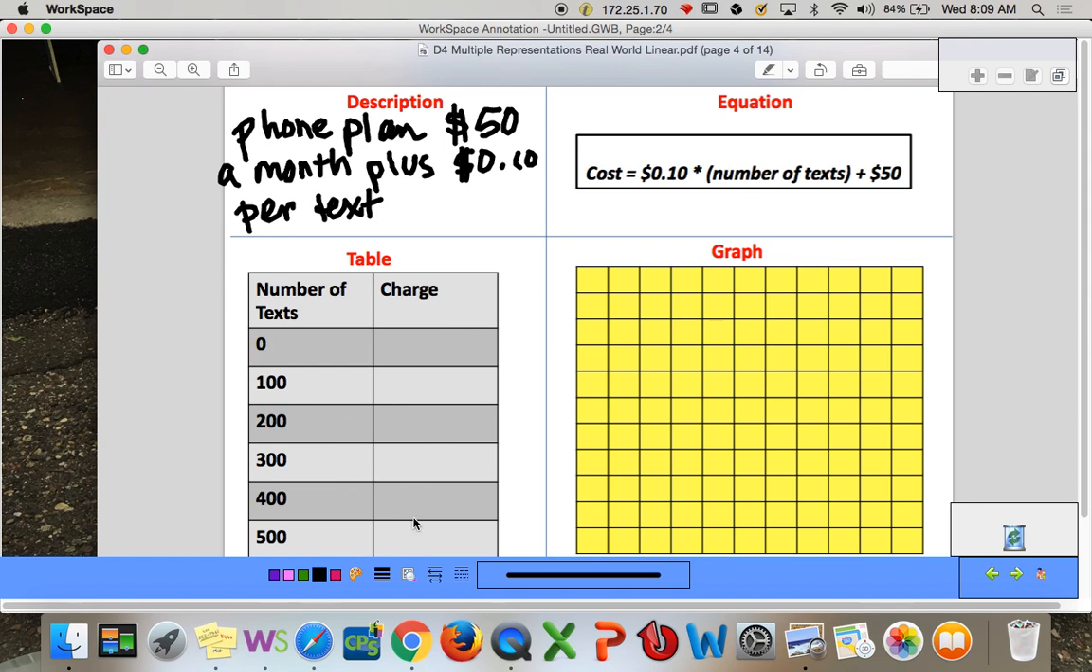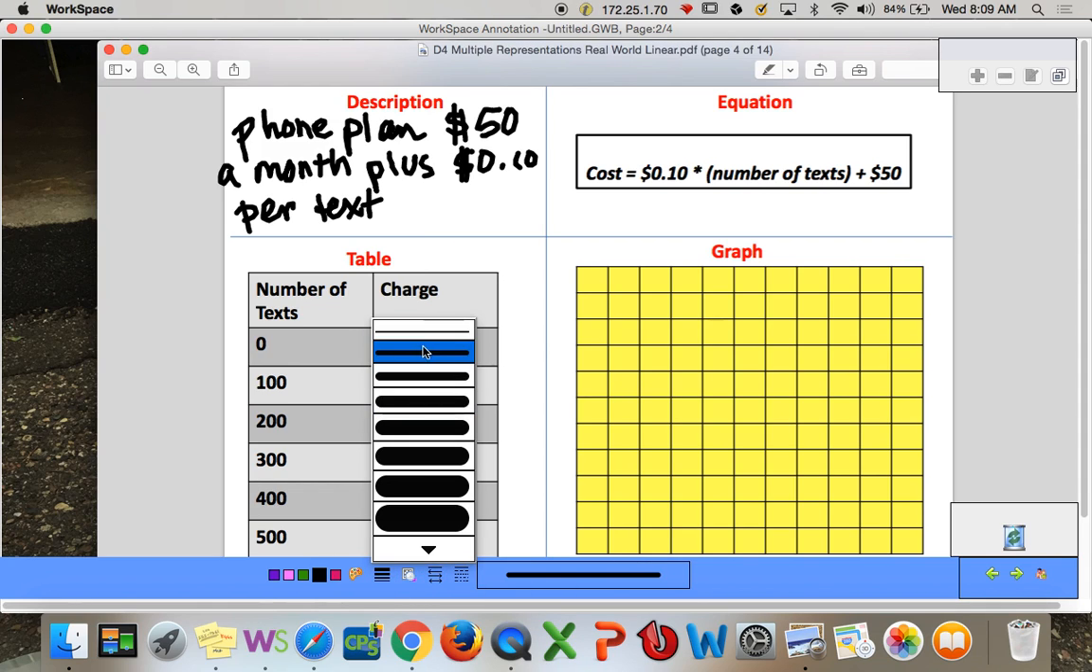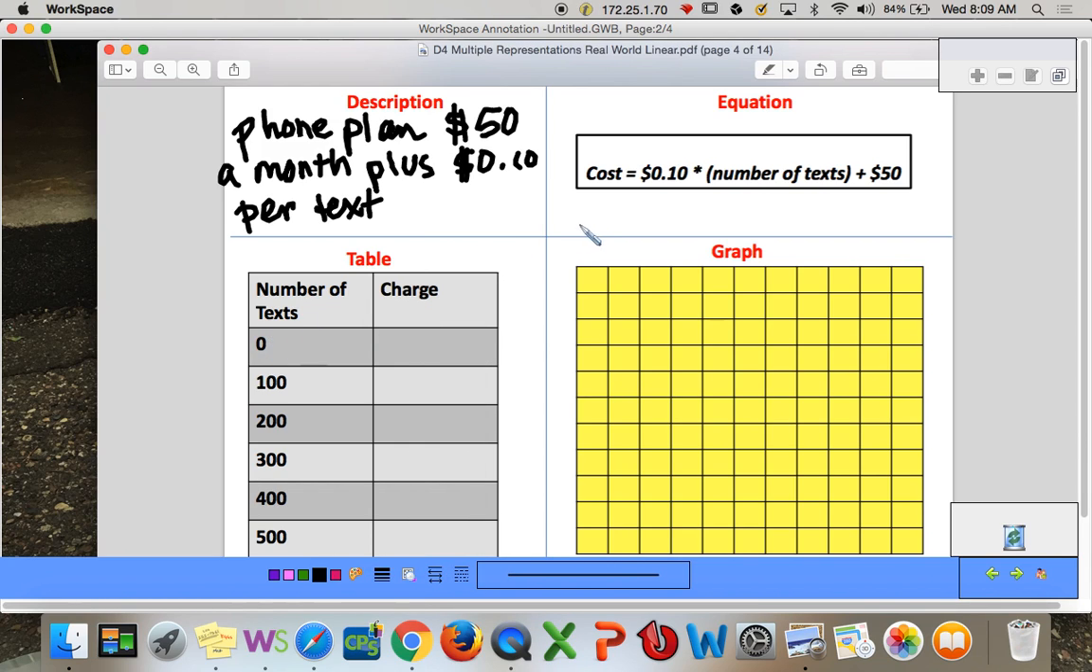So then we can figure out right here, I'm going to make this smaller here. So if there's 0 texts, we're going to plug in 10 cents times 0 plus 50. So it's going to be $50 if we don't text. But if we have 100 texts, that's 10 cents times 100 plus 50. And 10 cents times 100 is 10. 10 plus 50 is 60. If we do 10 cents times 200 texts, that's 20. 20 plus 50 is 70.